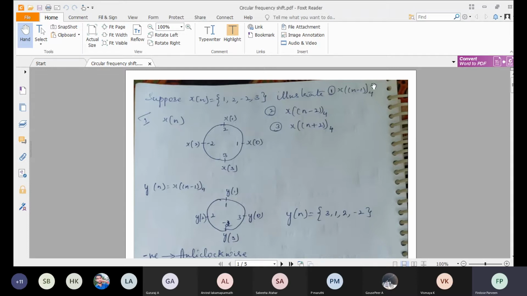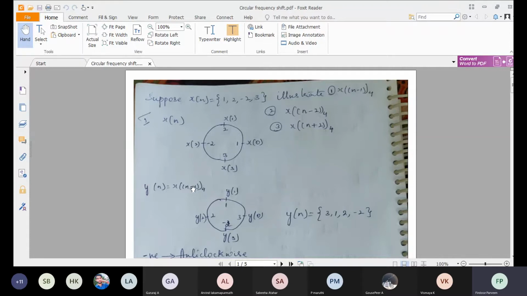So they have told n minus 1. So I'll shift the given sequence 1, 2, minus 2, 3 by 1 position. This 1, I'll place it here. I'm shifting this 1 by 1 position. This 2, I'll place it here, this minus 2 here and this 3 here. See here, 1 we have shifted here, 2 from here we have shifted here, minus 2 from here we have shifted here, and 3 from here we have shifted here.